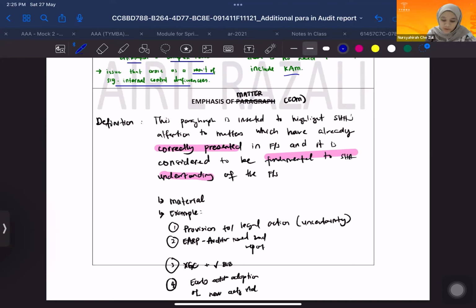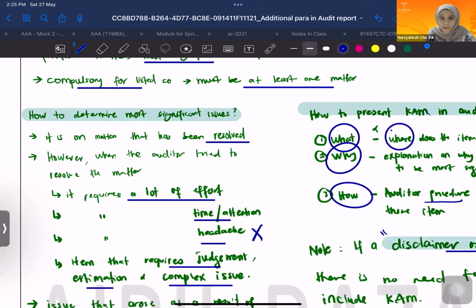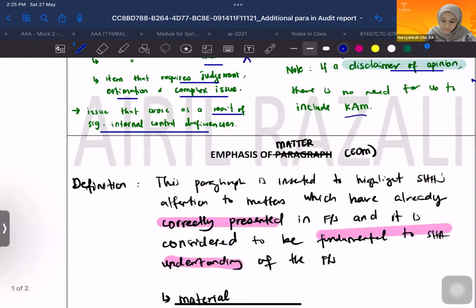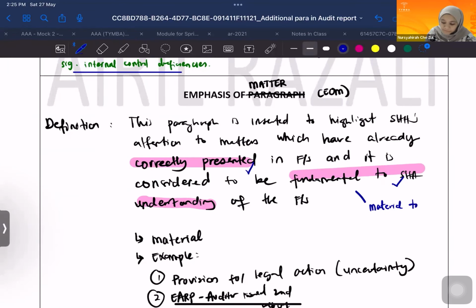Okay, now let's go through the definition. This paragraph is inserted to highlight to shareholders' attention matters which have already been correctly presented. Consistent with KAM, right? It is for matters which have been resolved, meaning that there is no misstatement. Which are correctly presented in the FS, and it is considered to be fundamental to the shareholders' understanding of the FS. Fundamental here usually means it is material to the FS. Actually, I did put it here.